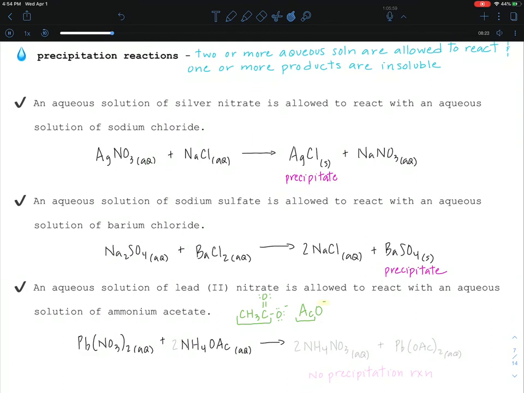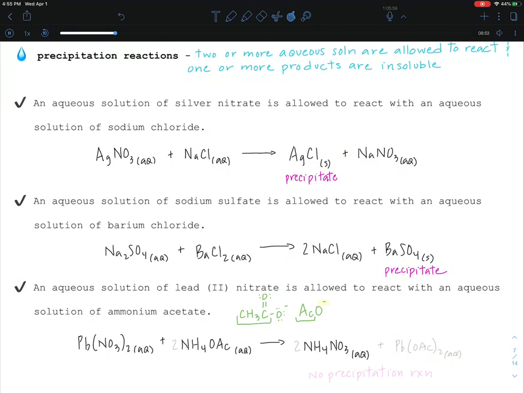So now on the other side, we're going to swap partners and see what happens. We're going to get ammonium nitrate. Now, ammonium has a positive 1 charge. Nitrate has a negative 1 charge. So they're going to come together in a 1-to-1 mole ratio of ions. All nitrates and all ammonium compounds are soluble without exception. So this will be aqueous.